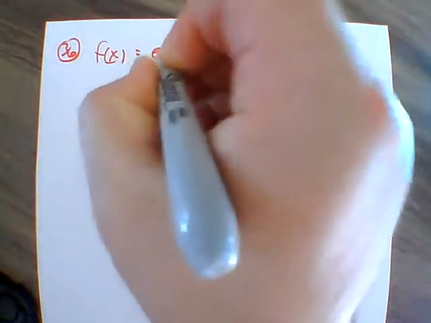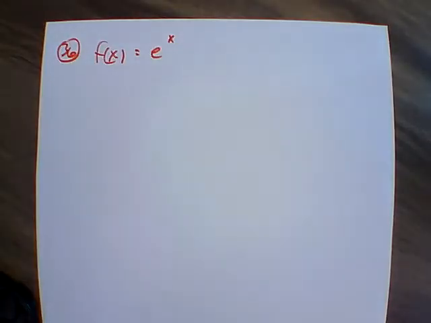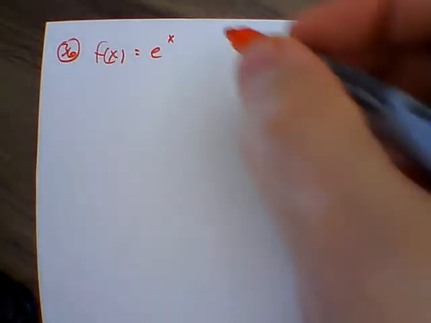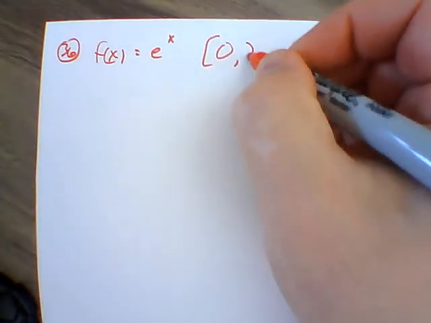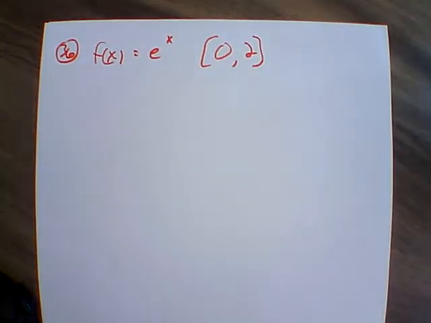Looking at one last problem here. We're going to use our mean value theorem for integrals. Okay, so let's look at number 36. And number 36 isn't going to be an even or odd function, so we don't have to worry about that, once again, because this is an exponential function. f of x equals e to the x, and then we're going to go over the interval from 0 to 2.